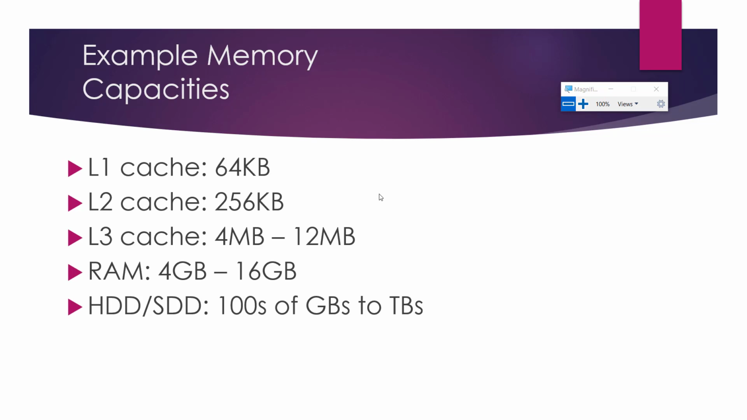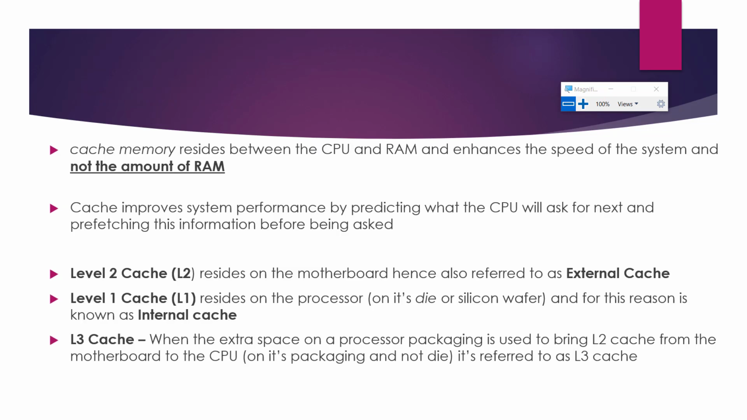Okay, so we're talking about the use of the RAM there, and then cache memory resides between the CPU and RAM and enhances the speed of the system and not the amount of RAM. Then we talk about cache improves system performance by predicting what the CPU will ask for next and prefetching this information before it is asked. So these are those tasks that you are double clicking so quick, and the processor has to execute those tasks, so cache really caches them, right? That's what we talked about before as well.